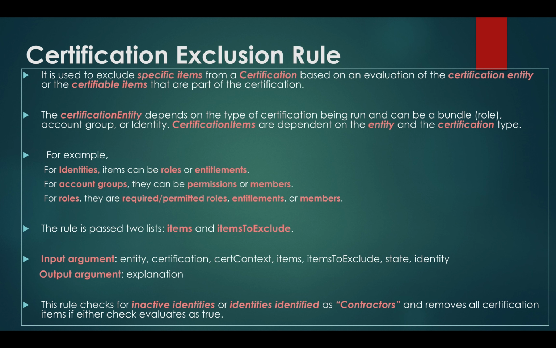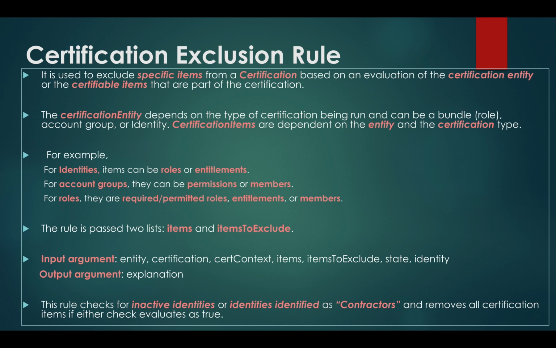Therefore, we know that the certification entity depends on the type of certification being run, right? It can be a bundle, account group, or identity, and certification items are dependent on the entity and the certification type. So for example, for identities, the certification item can be roles or entitlements. For groups, it can be permissions or members, and for roles, they can be required roles, permitted roles, entitlements, members, or its compositions.